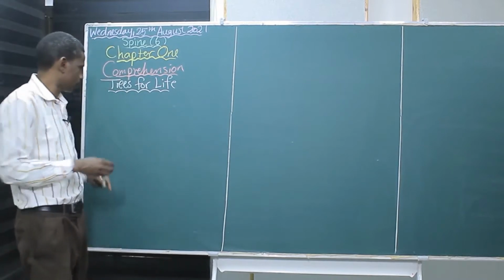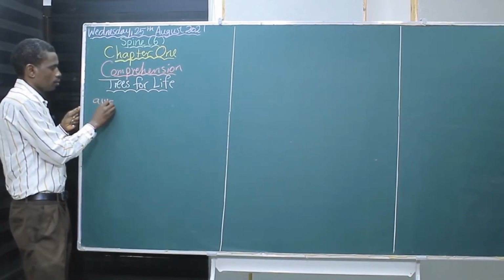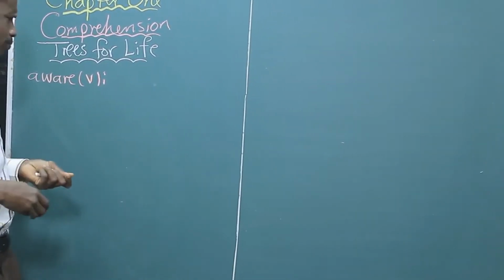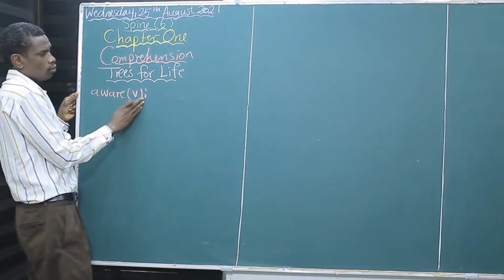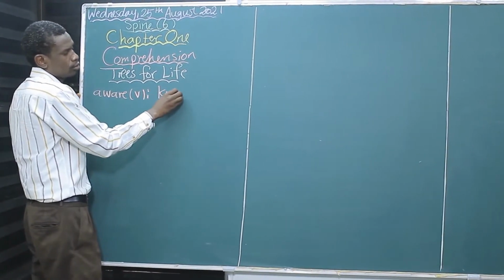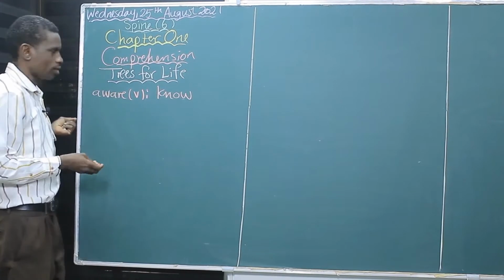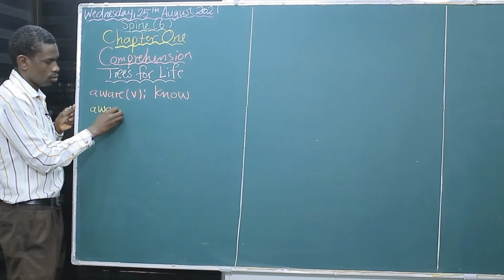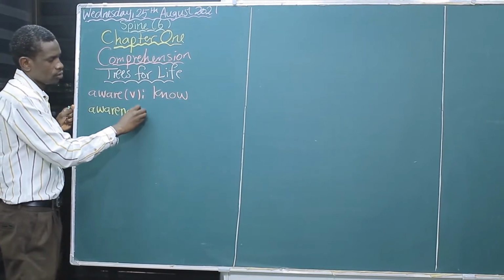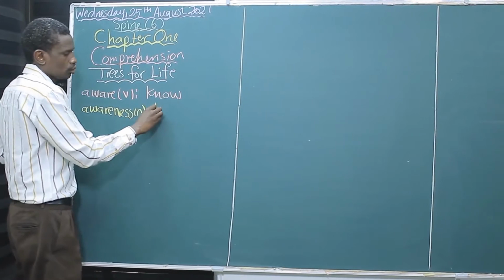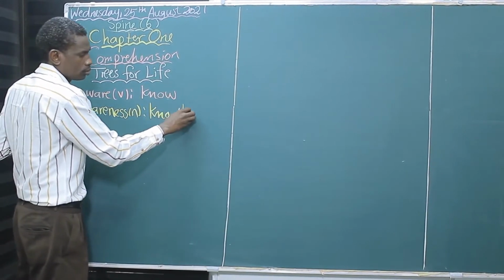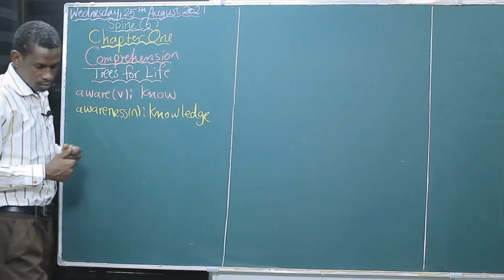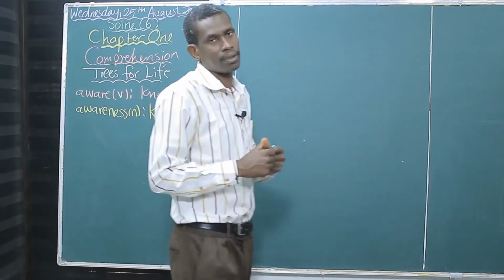like aware. Aware can be verb and can be noun. Aware means know. So aware means know. Okay, awareness means knowledge or act of knowing. Your knowledge or your knowing something.